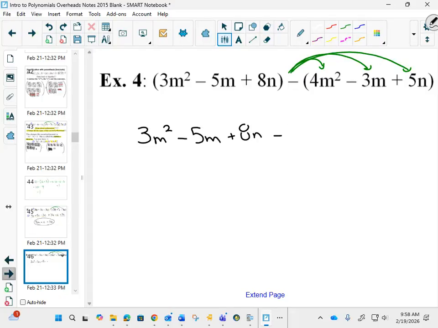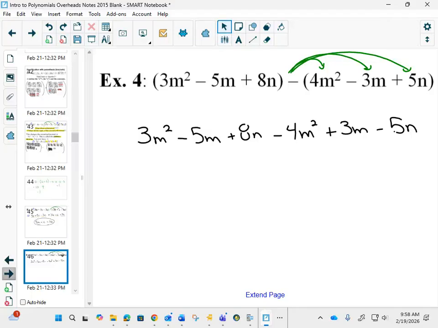But in the second one, now I'm going to have a negative 4m squared, a positive 3m, and a negative 5m. Notice that the signs of each of those in the second one changed. Okay? I'm giving you a head start. Underline your like terms. Color code them or use circles, triangles, squares. But don't forget the sign.